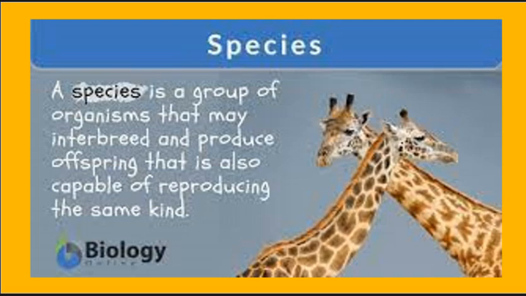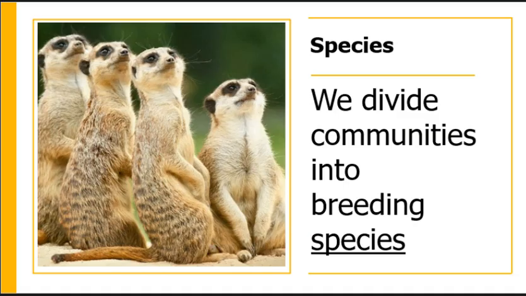So a species, we divide the community into breeding species, so if they breed, and typically if they breed naturally, so not something we're forcing. Typically with dogs, we don't breed a Chihuahua to a Great Dane. If it happens, it's accidental, and I don't even know how they manage it. But we tend to breed golden retrievers with golden retrievers, and that's natural for them. So we call that a species.